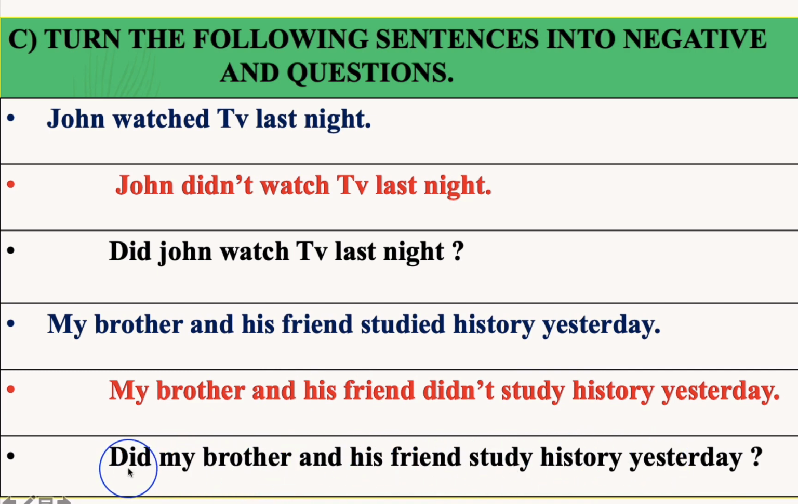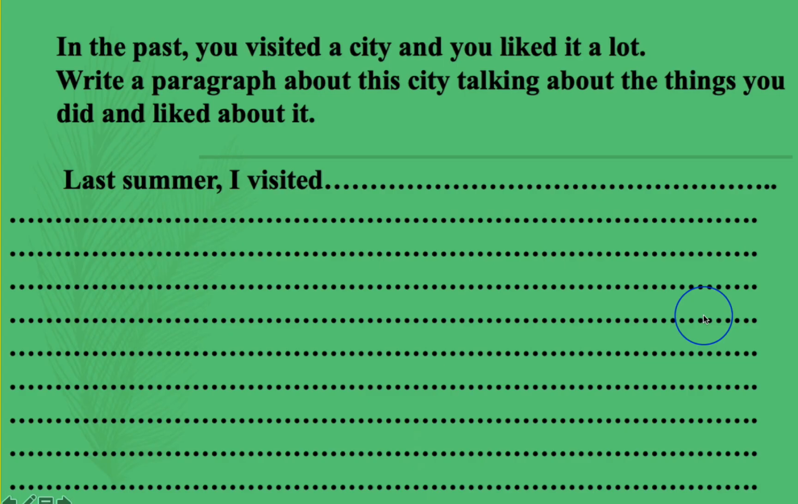So we have did. Always when we have a question, we start with did plus subject. What is the subject? It is my brother and his friend. Then study is affirmative. We need to change it into its origin. It means we need to give the original verb of studied, which is study. Okay? Then we have what? History. Then we have yesterday.